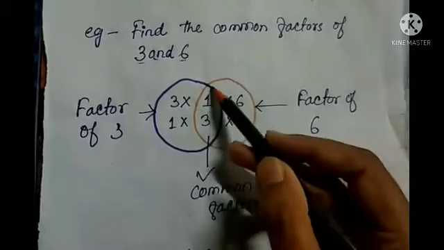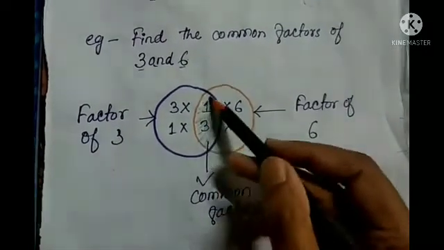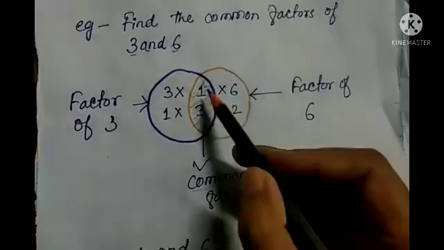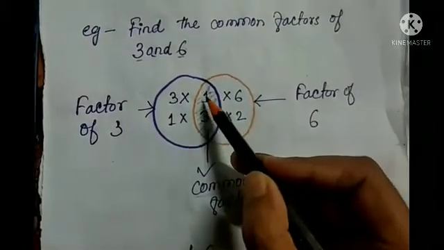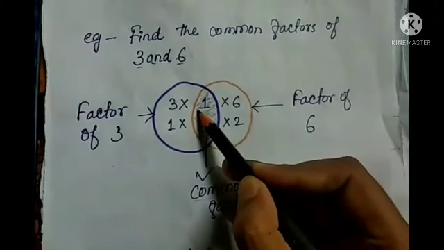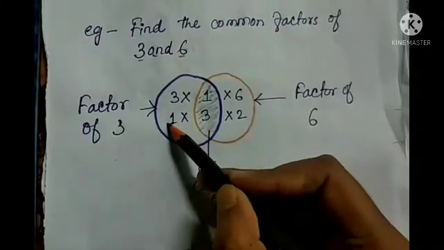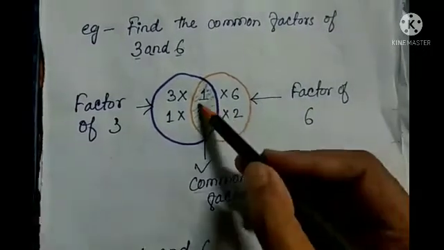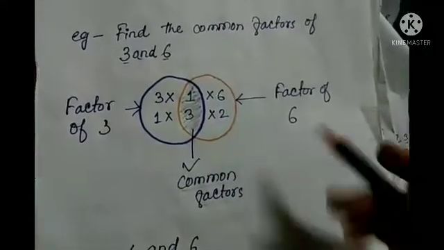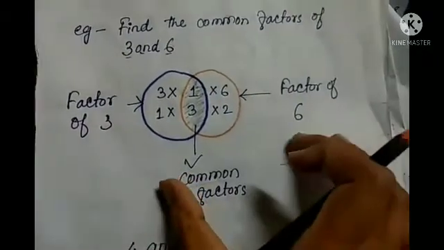Now you see this portion. This is the common portion of the circles, right? So these are the common factors. That means you see, students, 1 is common in 3 as well as 6. So 1 is a common factor. Then 3 is a common factor of 3 as well as 6. That is why the common factors of 3 and 6 are 1 and 3. So this is one process.